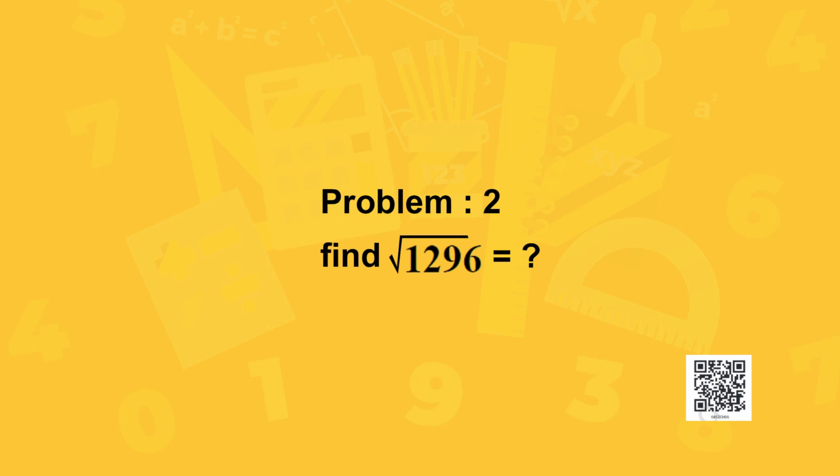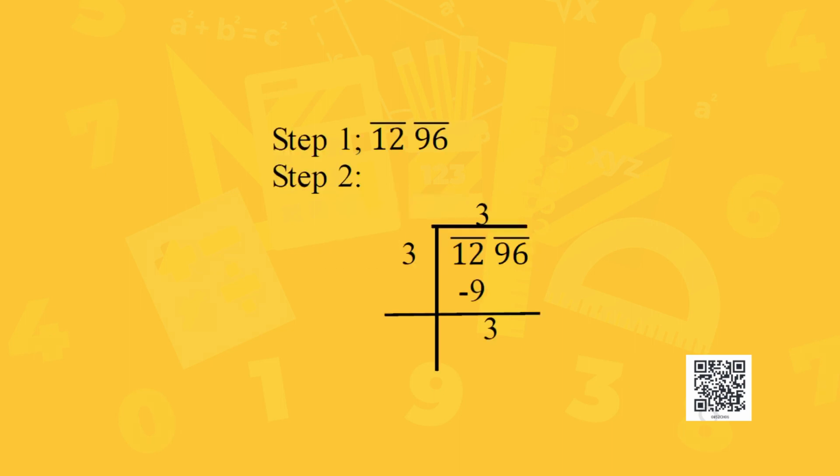Let's find the square root of 1296. As step 1 says, put bars on every 2 digits starting from the units place. So 96 comes under one bar, and the digits 1 and 2 come under the second bar. In the second step, choose the largest positive integer whose square is less than or equal to the number under the extreme left bar. Here we know that 3 squared is less than 12, which is less than 4 squared. So 3 times 3 is 9, and by subtracting 9 from 12, we get the remainder 3.